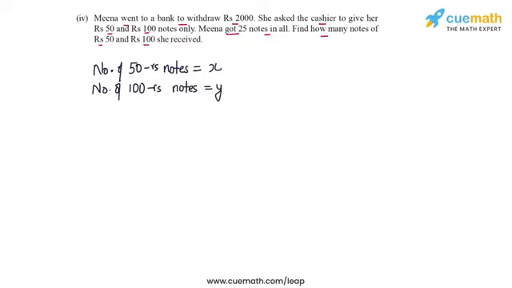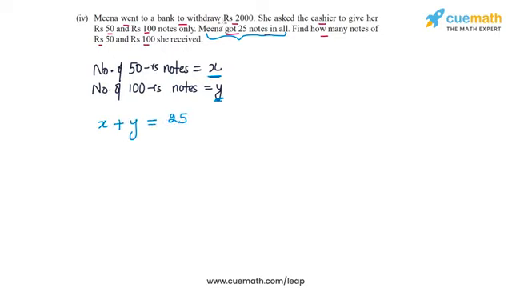Now, what are the two pieces of information that can help us set up a pair of linear equations in X and Y? Well, we know that Meena got 25 notes in all. So the number of 50 rupees notes and the number of 100 rupees notes should add up to 25. So that gives us our first equation. X plus Y should be equal to 25.